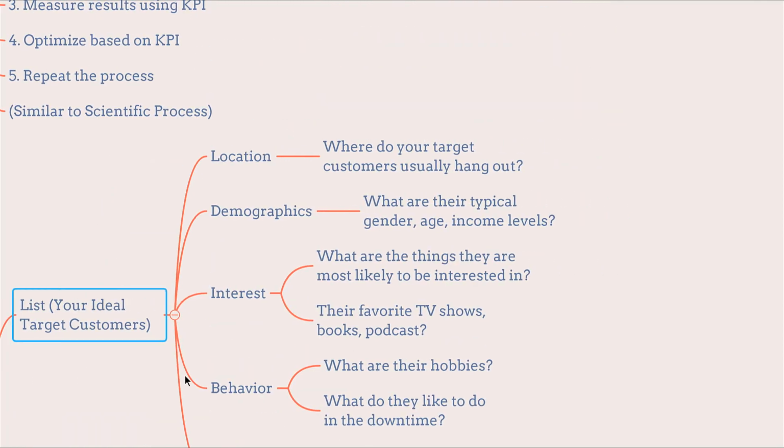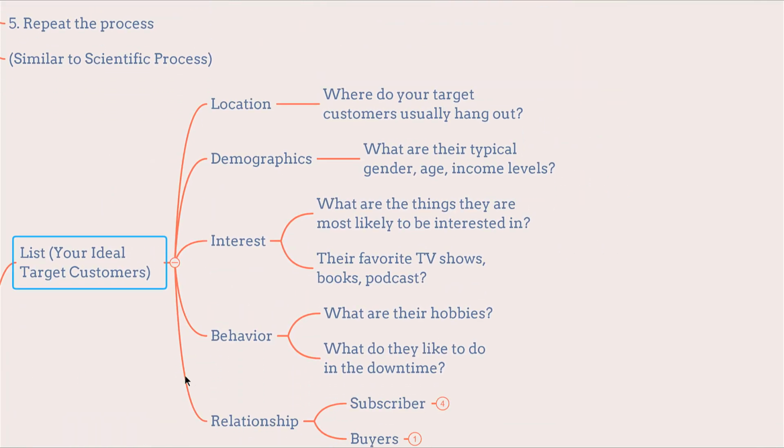They are characterized by their location, demographics, interests, behavior, and relationship. Location is when you're asking questions about where your target customers usually hang out. Is it a bar? Is it some type of social event? Demographics is like what are their typical gender, age, income level. Are they mostly female or mostly male? Are they mostly 50-year-old, 60-year-old baby boomers, or how much do they usually make?